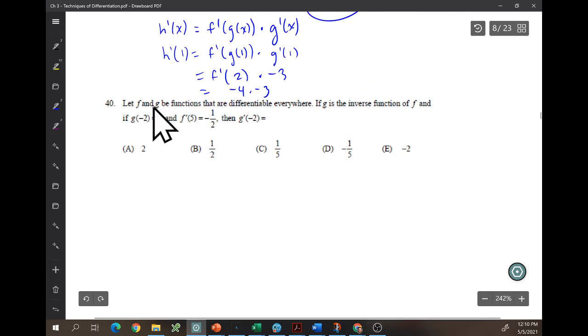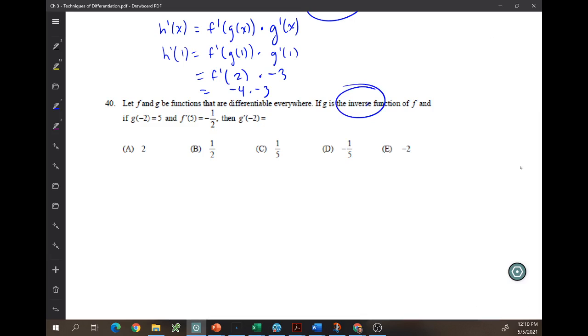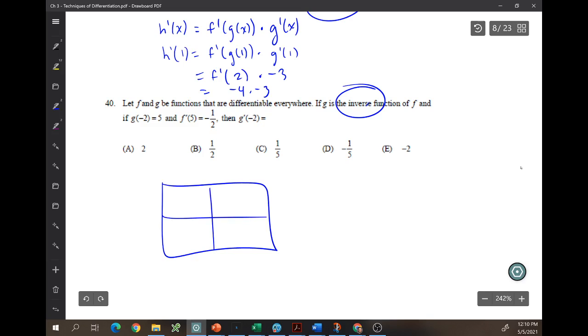All right, next one says let f and g be differentiable functions. If g is the inverse, so this time they told us inverse instead of giving us the formula, and they give us some information. So again, this is another one of those inverse questions. But in this case, I don't have an equation, so we're not going to worry about that. So we want g prime of negative 2, so we start off here with g of negative 2. G of negative 2 they give us is 5. Up here I just switch them.